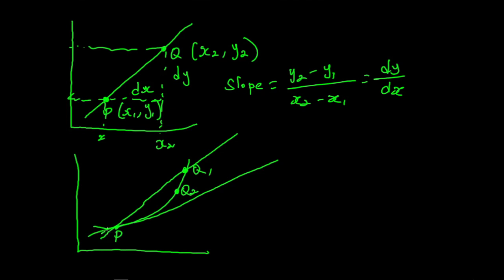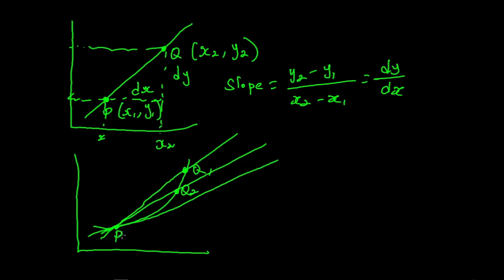If we are to obtain the slope of this curve at this point P, Q2, we see that the slope of the curve at point P, Q1 is different from the slope of the curve at point P, Q2. Because of that reason, the slope of a curve is usually obtained at a point by finding the tangent to that curve at that point, then obtaining the slope of that tangent.